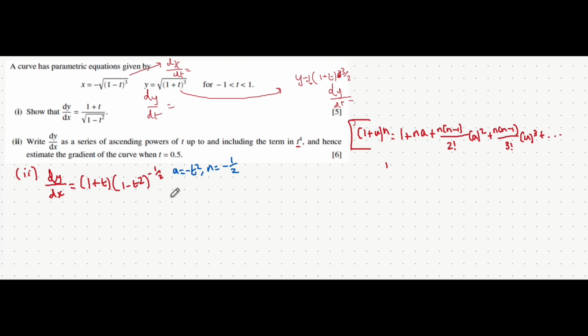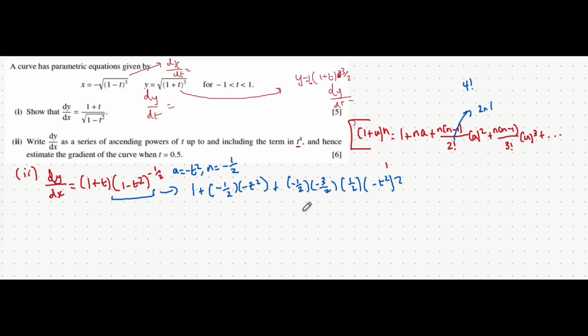Putting it into this expression, we have that this here can be expanded out into 1 plus na, which is minus a half multiplied by minus t squared, and then plus n, which is minus a half, multiplied by n minus 1, which is minus 3 halves, all divided by 2 factorial. 2 factorial, it just means, well, any factorial, like for example 4 factorial is just 4 times 3 times 2 times 1. You just keep multiplying the numbers in descending order until you get to 1. In this case, it's just 2 times 1, which is 2. So that's going to be multiplying by 1 over 2 if you're dividing by 2 factorial. And then a bracket of a squared, which is minus t squared, all squared.